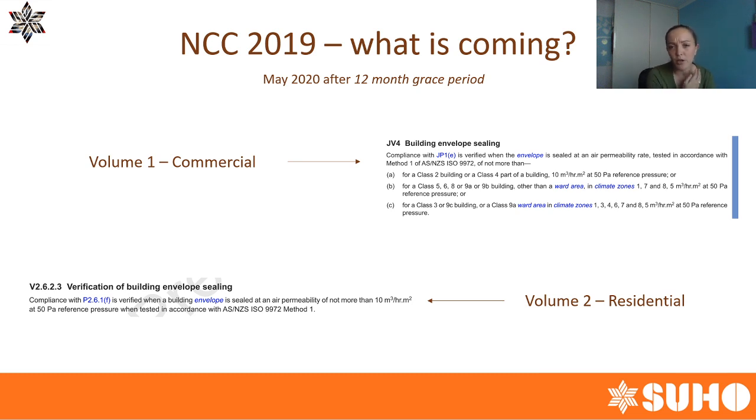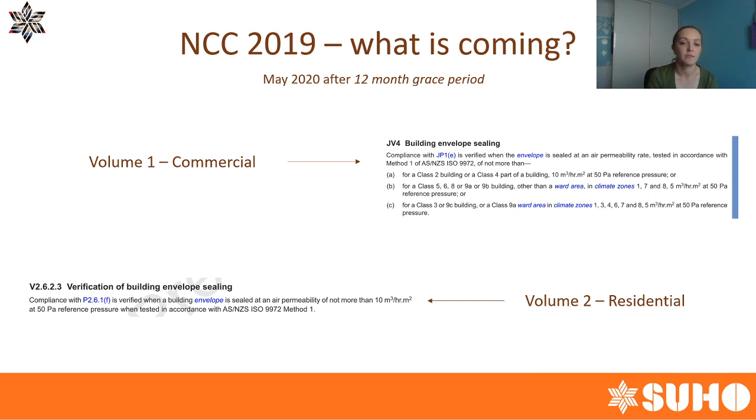The commercial code, as you can see, has different requirements for different building classes in different climate zones. So you can have a little read of that. I'm not going to go through it now. It's too many numbers to quote. But in residential blower door testing across the board, you have to get a score of 10.